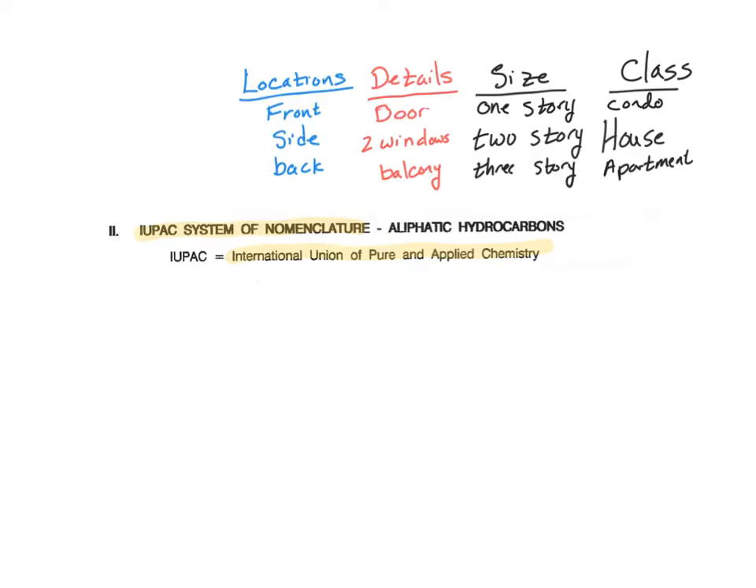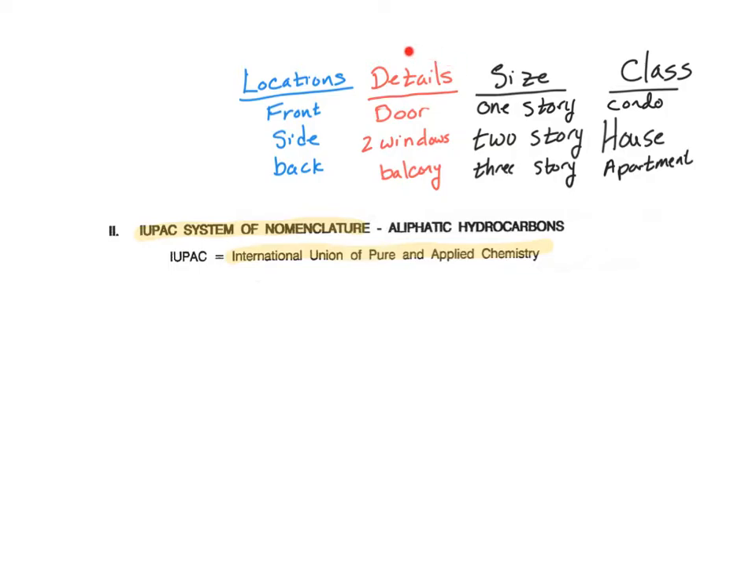In the IUPAC naming system, there are 4 parts to every name. The first part is actually at the end, and it is a description of the class of compound, like you might describe your home as a condo, a house, or an apartment. In front of that, we'll be putting in the next part of the name, and that will be the size of it. This is a 1-story condo, a 2-story condo, a 3-story condo. Whatever it is, you'll put the size in at that point.